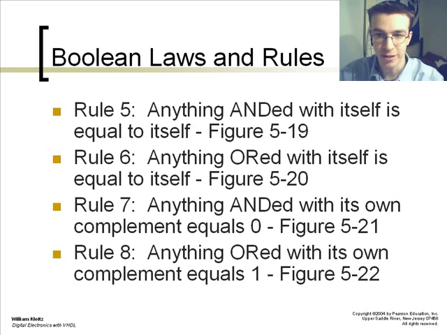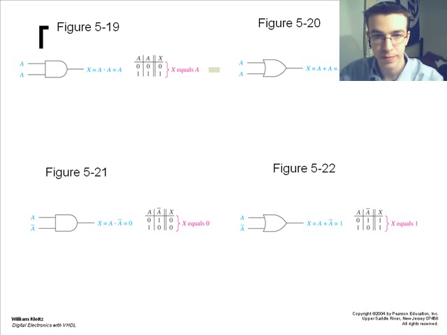Rule 5: anything ANDed with itself is equal to itself. Rule 6: anything ORed with itself is equal to itself as well. Rule 7: anything ANDed with its own complement equals 0. And anything ORed with its own complement equals 1 for Rule 8. And these are the equivalent circuits as well as the examples with our truth tables as follows.